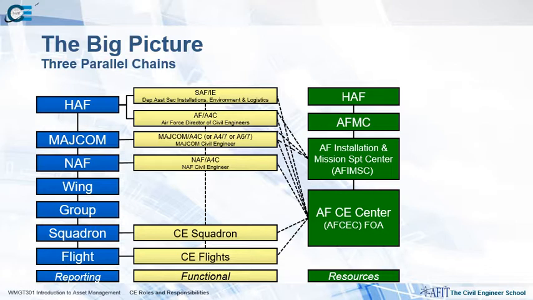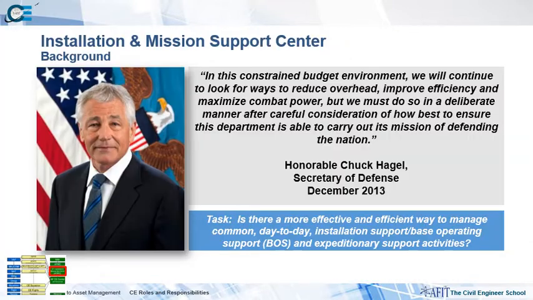You can see lines that link to MAJCOM, A4C, and SAF-IE. That's because the money that keeps the CE enterprise alive no longer flows down the functional chain of command. It flows through the Air Force Installation and Mission Support Center chain of resources. Now let's dive into what AFIMSC is, where it came from, and what it does.